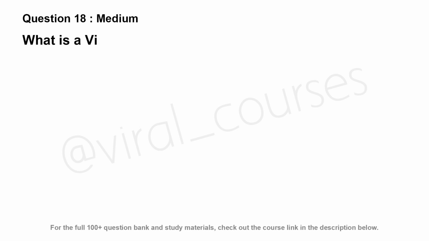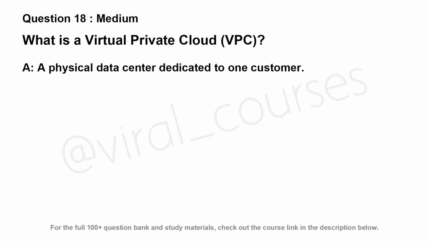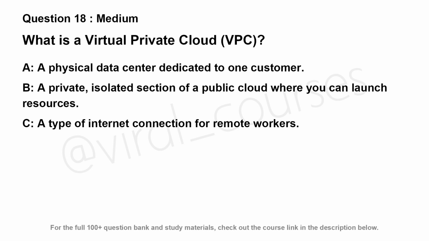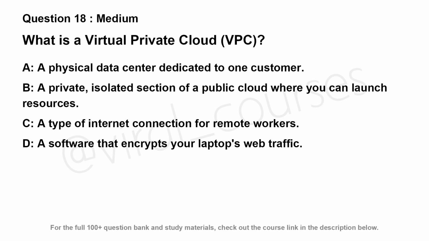What is a virtual private cloud, VPC? Option A, a physical data center dedicated to one customer. Option B, a private, isolated section of a public cloud where you can launch resources. Option C, a type of internet connection for remote workers. Option D, a software that encrypts your laptop's web traffic.